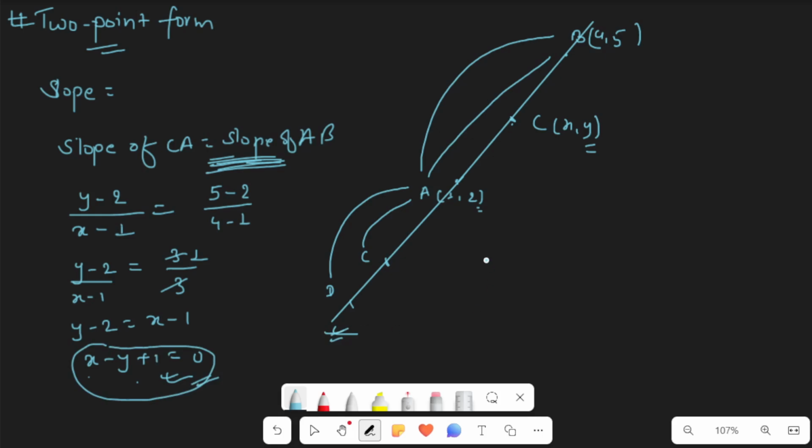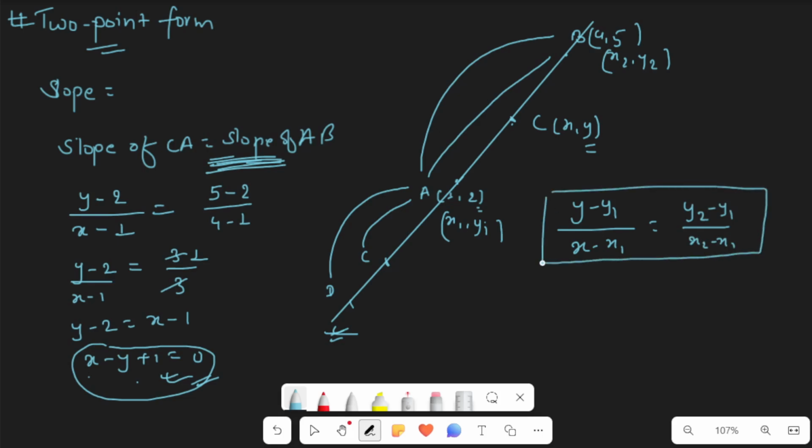Now, let's consider this to be our x1, this to be our y1, this to be our x2, this to be our y2. Now, we are going to find the general idea behind finding the equation of a line. What we did was subtract the y parts, y minus y1, and subtract the x parts. This is the slope of AC, and then we equated it with the slope of AB, which is given by y2 minus y1 divided by x2 minus x1. This is the main idea here in the two-point form. We always use this equation to find the equation of a straight line when two points are known.